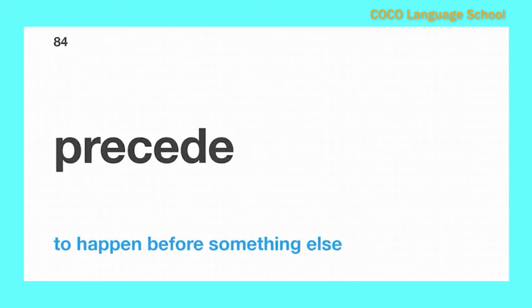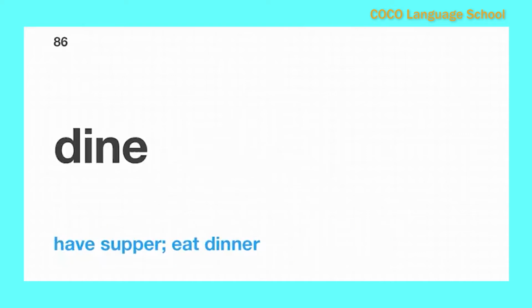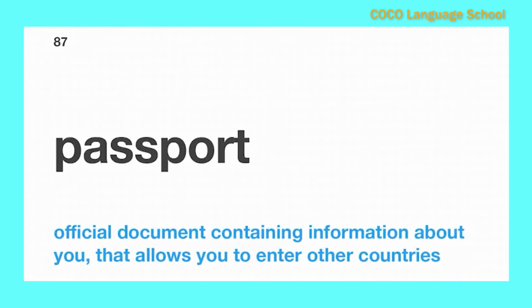To happen before something else. Proceed. To put something or someone in place of something or someone else. Replacement. Have supper, eat dinner. Dine. Official document containing information about you, that allows you to enter other countries. Passport.